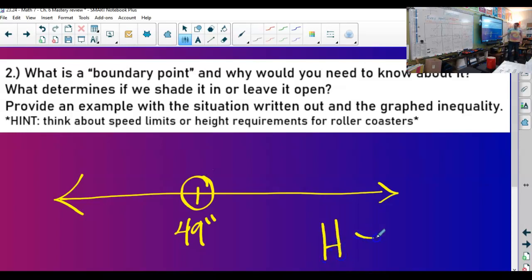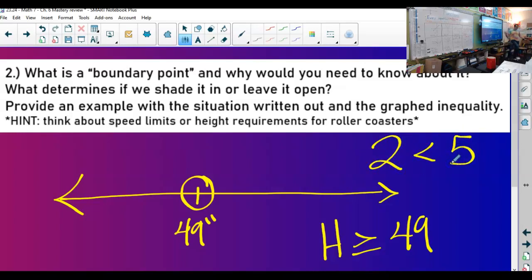The height needs to be greater than or equal to 49, but now you need to show me how we graph that. You cannot just write something like that. That's true, but that's not a comparison involving a variable that we can graph. That's just saying 2 is less than 5, and that's true, but that doesn't help us with graphing inequalities. Now, if I said instead x is less than 5, now I can graph that. Questions? I know I gave you guys feedback on this stuff.